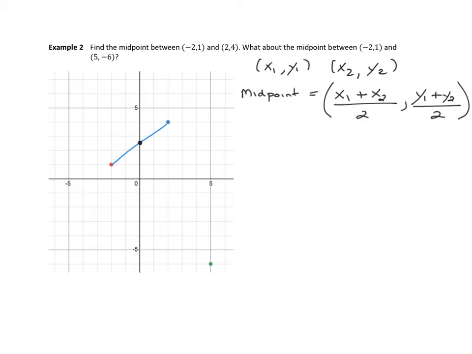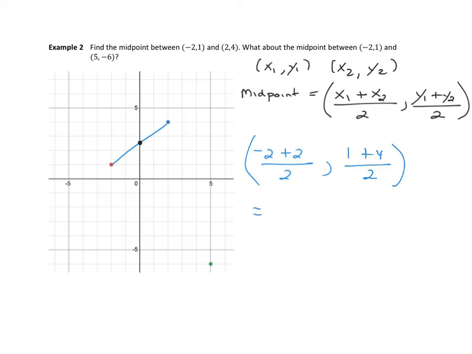So starting there, let's see. If I average the two x values, that's -2 plus 2 over 2. So I add those two numbers and divide by 2. And I do the same thing here. I add those two y values and divide by 2. So that would be 1 plus 4 over 2.